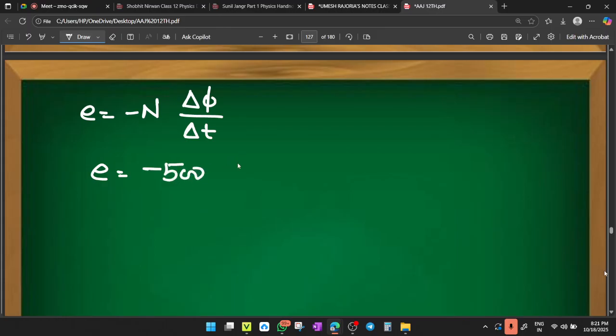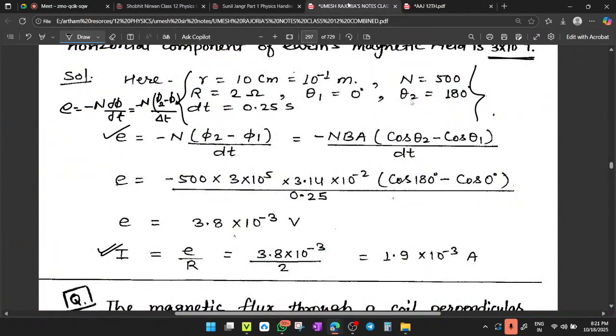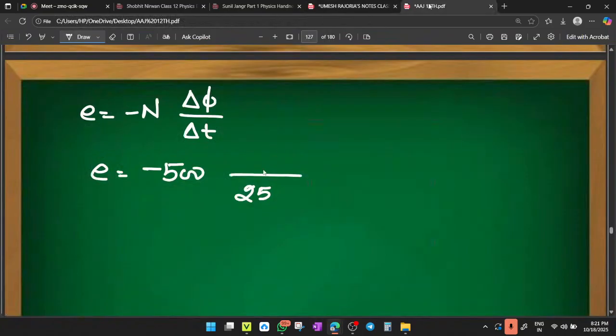Which is equals to minus N delta phi upon delta t. So E equals minus of N, meaning 500 turns are there. Delta t, the time, is given. I think it is 25 second, yes, time is given here. Sorry, 0.25 second. It is equals to 0.25. Right? Now flux phi 2 minus phi 1.